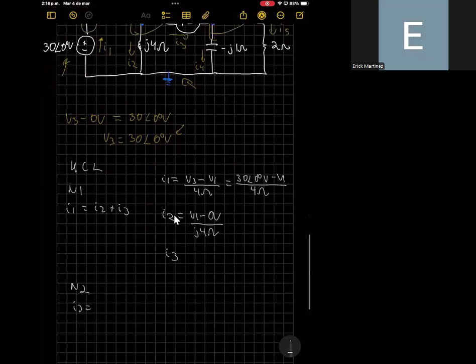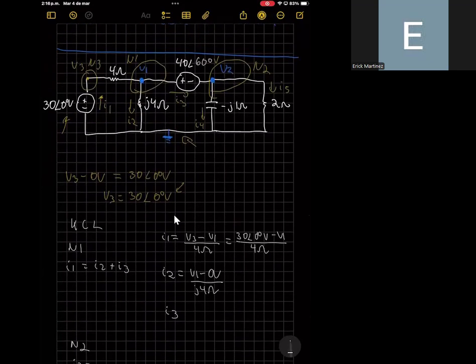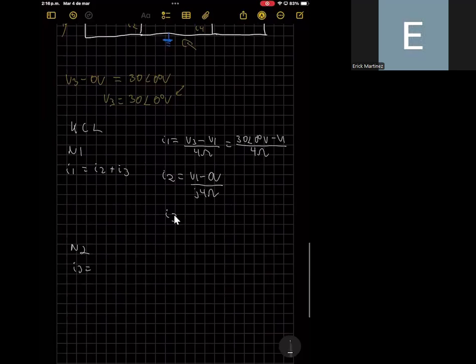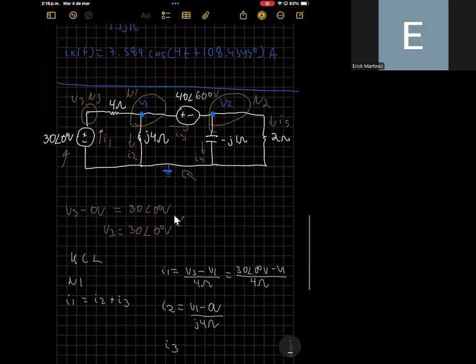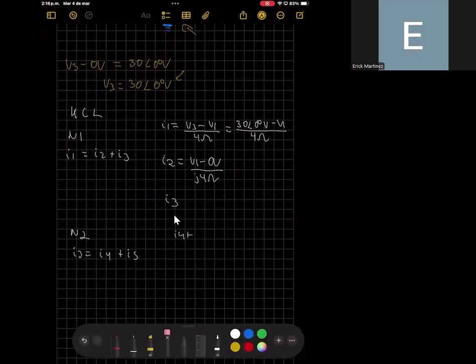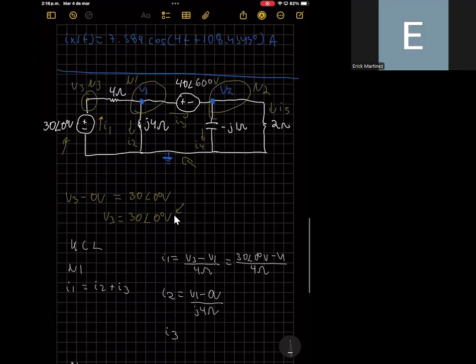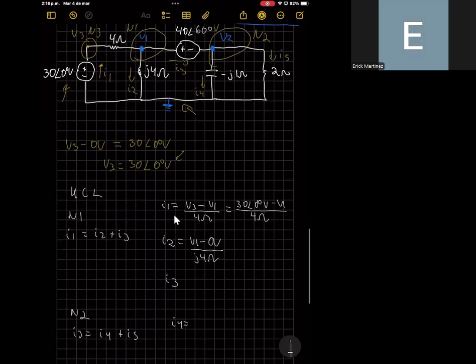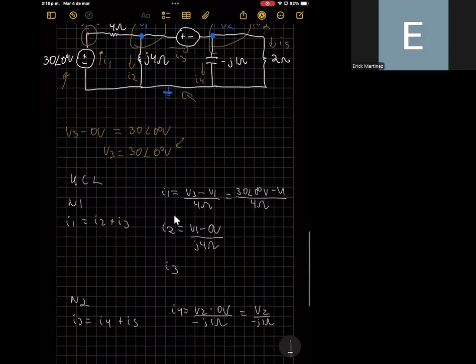I3 should be equal to the currents that are leaving this node, that are I5 and I4. So I3 should be equal to I4 plus I5. And we can compute I4. I4 should be equal to the difference in voltage in the capacitor, that is V2 minus the reference voltage, that is 0, divided by minus j 1 ohm. And this is equal to V2 divided by minus j times 1 ohm.